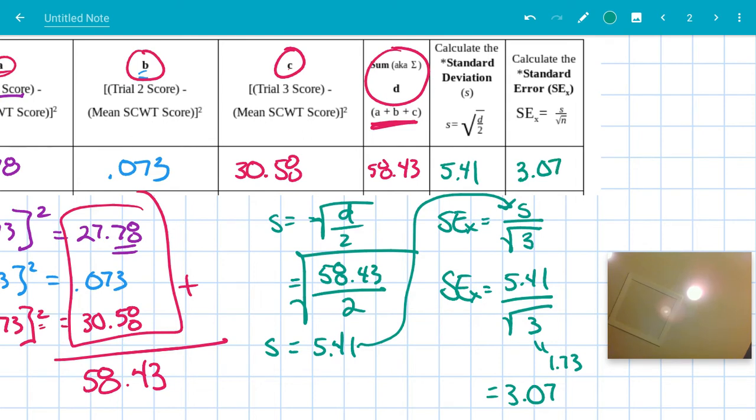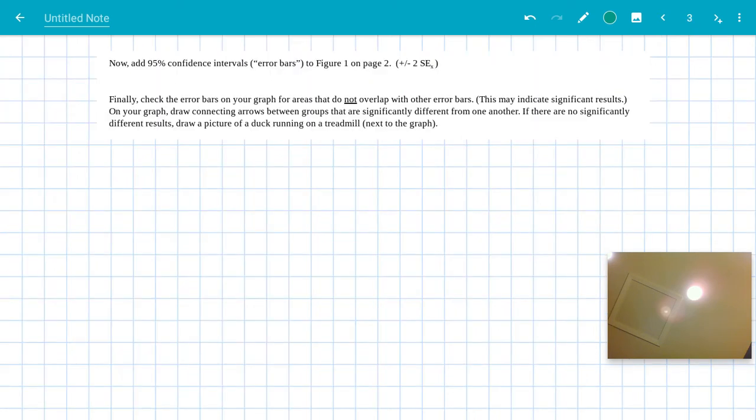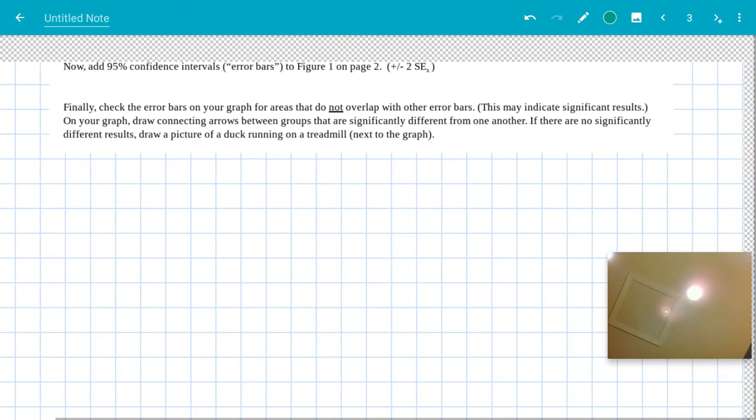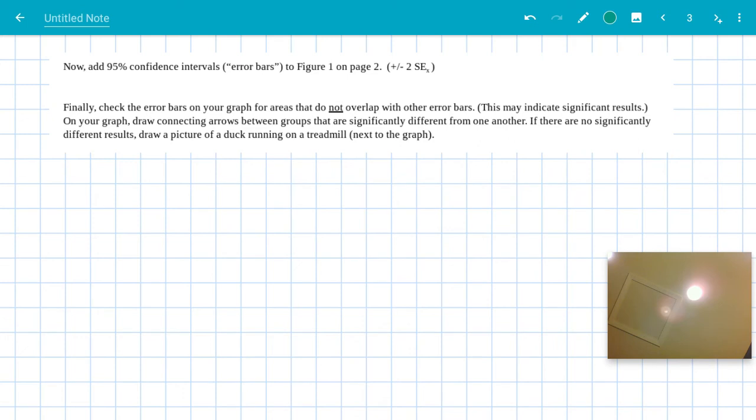Okay, it feels like we're done, only we're not anywhere near done. Earlier on in the lab, you had to make a graph. So I'm going to switch one more page. So the last page of the lab says, now add 95% confidence intervals or error bars to the graph that you had on figure 1 on page 2. And the error bars are going to be plus or minus 2 SE sub x.